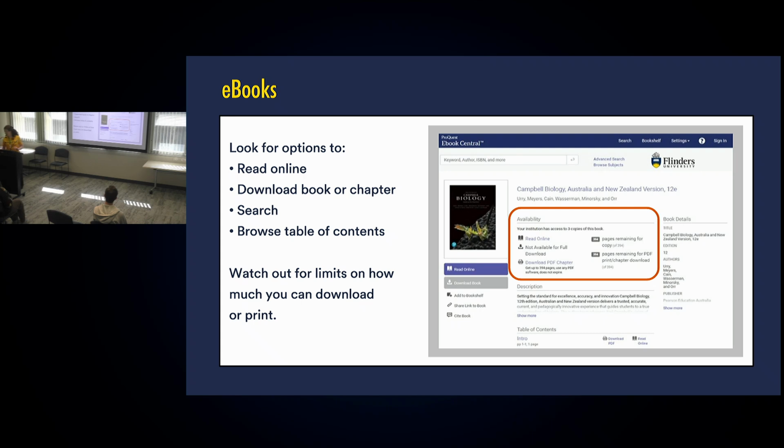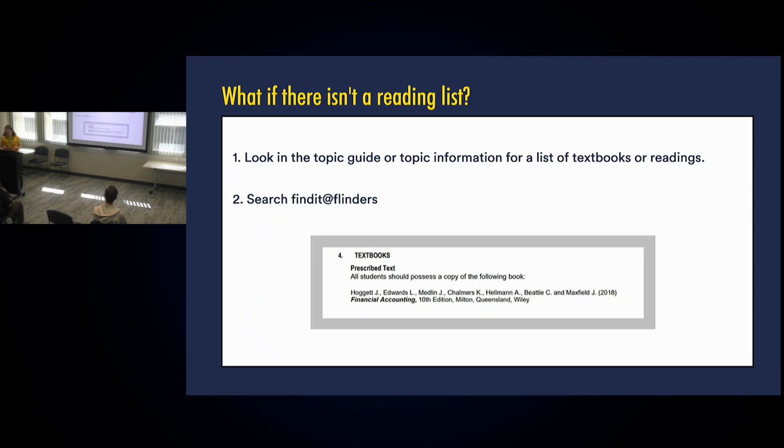If you don't see a readings link in the left-hand side of your navigational flow, don't panic. Not all topics use this function. Instead, they might just list the textbook or readings in the topic information or your topic guide. You can then search Find Out Flinders to locate the resources yourselves. Okay, so that is readings. Any questions?